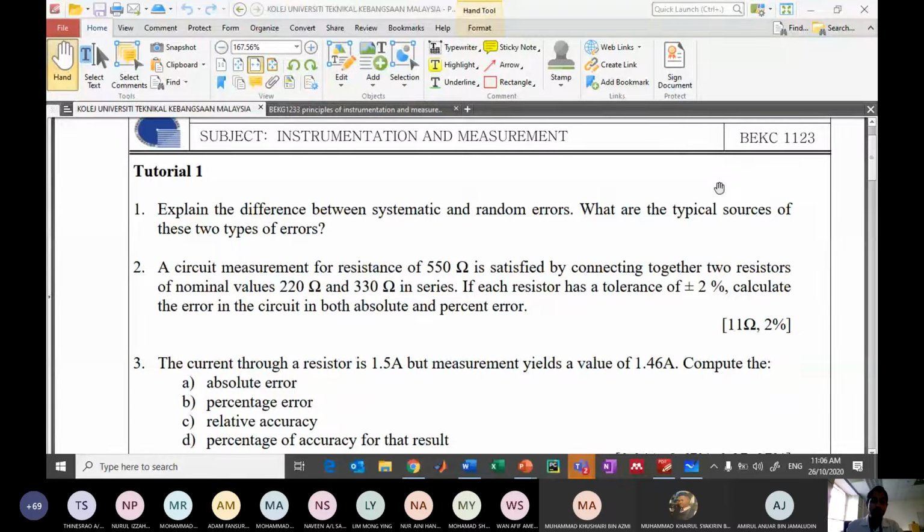Okay, so let's go straight to the question. The answer to question 1 is theory, so I hope you can answer or refer to the lecture note. What is the difference between systematic error and random error?